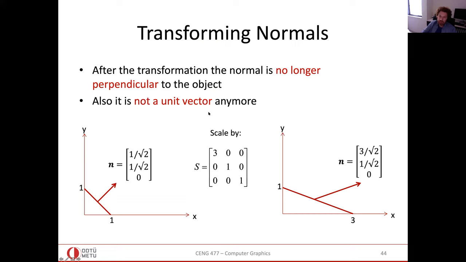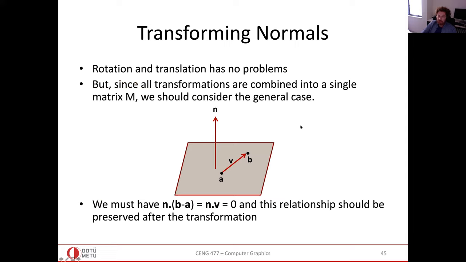Other than perpendicularity, there is also the scaling. The length of this vector will not be 1 anymore. It is definitely not a unit vector. So we are failing from 2 aspects. My so-called normal vector is not perpendicular and also is not unit. So it is not a directional vector. So it fails. I need a different transformation then.